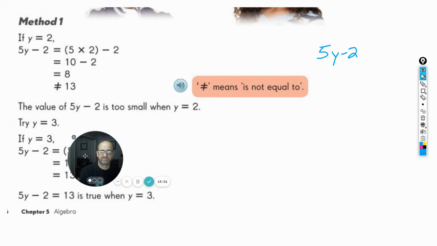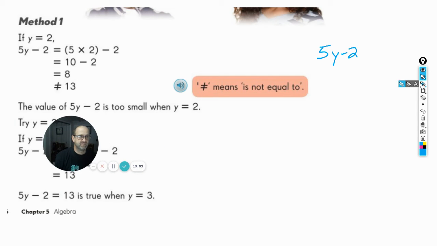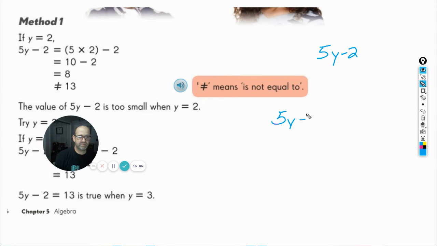Here's what you're going to do. 5y minus 2 equals 13. My whole goal is to get this guy right here, get him all by himself. If I can get him by himself, then I can figure out what the y equals. So what can I do to get the y by himself?